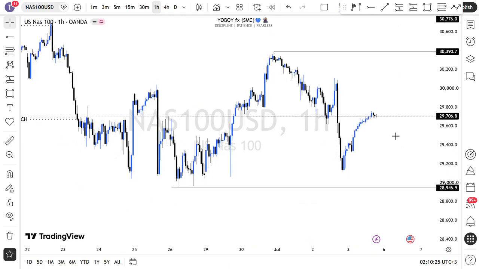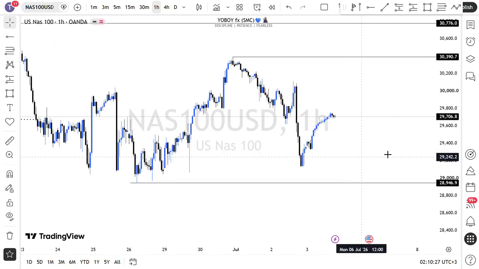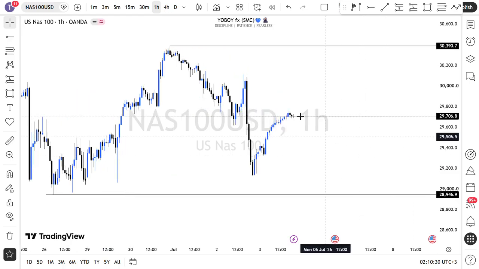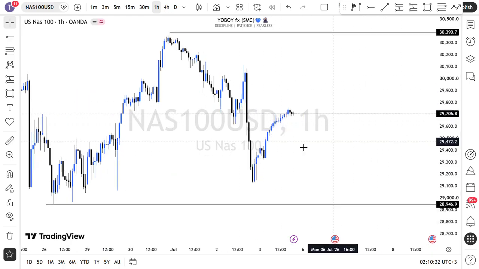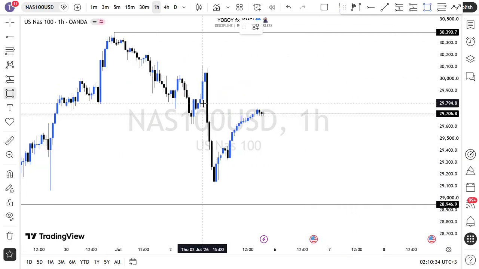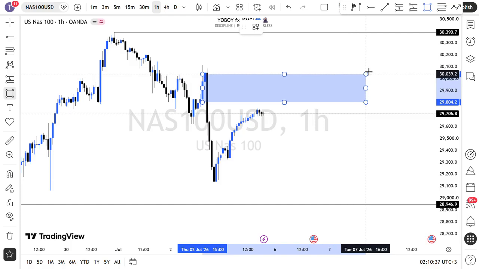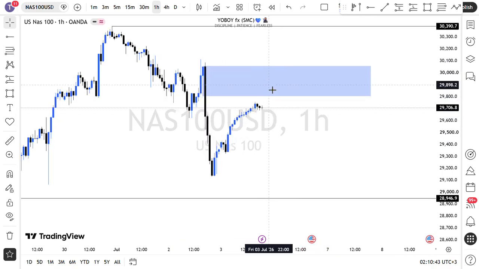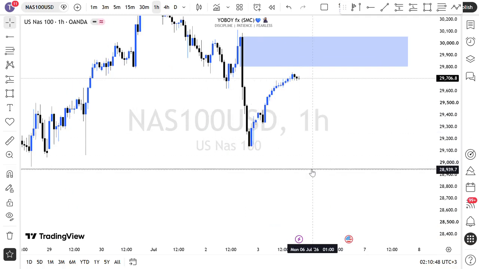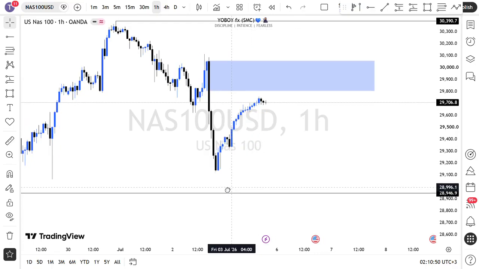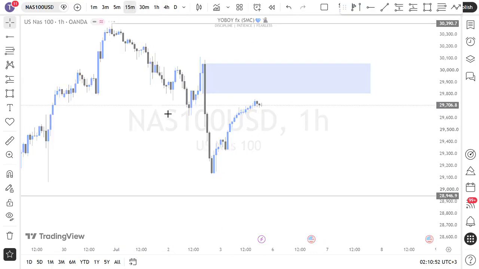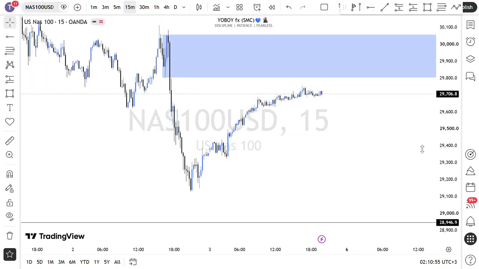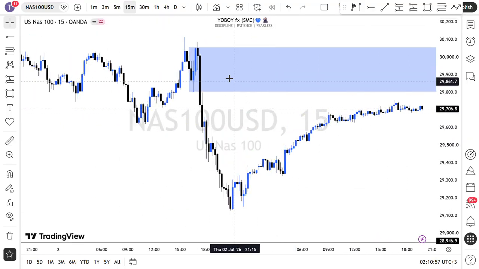So we had this massive sell to the downside here, and right now, let us focus on what is happening here. We have this point of interest as our 1 hour order block. So we have this area here, and that will be my point of interest. I'll be looking to take a trade from this area to the downside, and we'll be targeting this external liquidity.